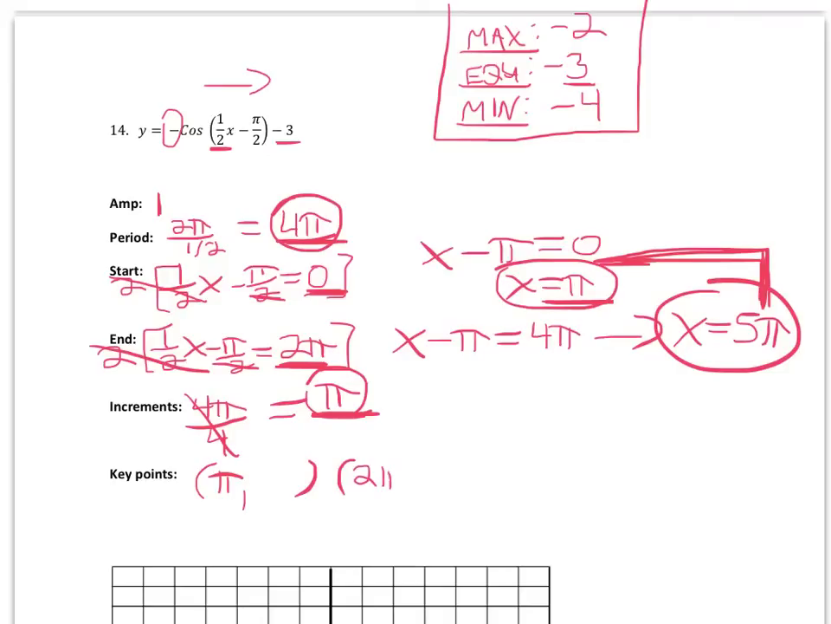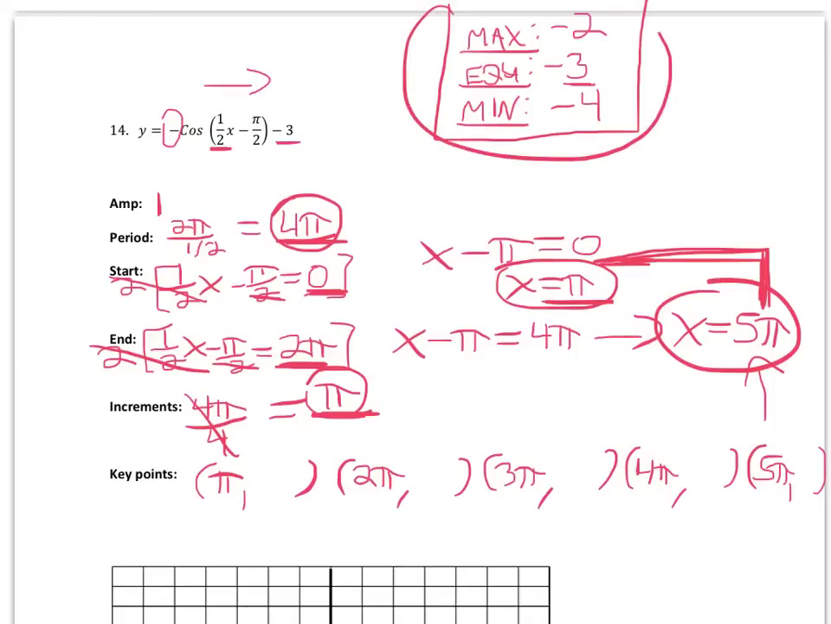So I'm going to have 2 pi. Then I have 3 pi. Then I have 4 pi. And then to get the fifth and last point, I add pi to it, and I get 5 pi. Lo and behold, it matches up with that ending point right there. So I have 5 key points. That's the hardest part, doing the whole increments and getting the key points for the x values. This should be the easy part.